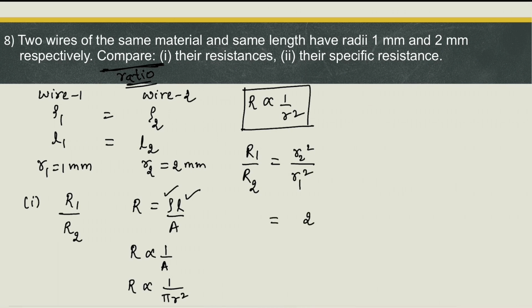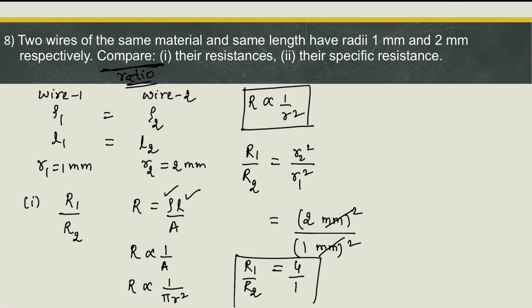r2 is 2 millimeter, so 2 millimeter square upon 1 millimeter square. Now since there is a ratio here, millimeter square gets cancelled, right? So I am not converting radius into meter, because even if you convert in meter, that is not going to affect your final result. So 2 square is 4 upon 1. So the comparison of their resistance is 4 is to 1. R1 upon R2 is equal to 4 upon 1.